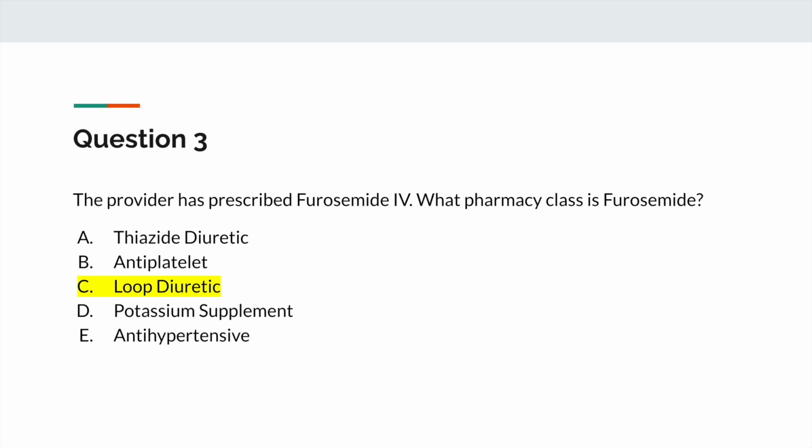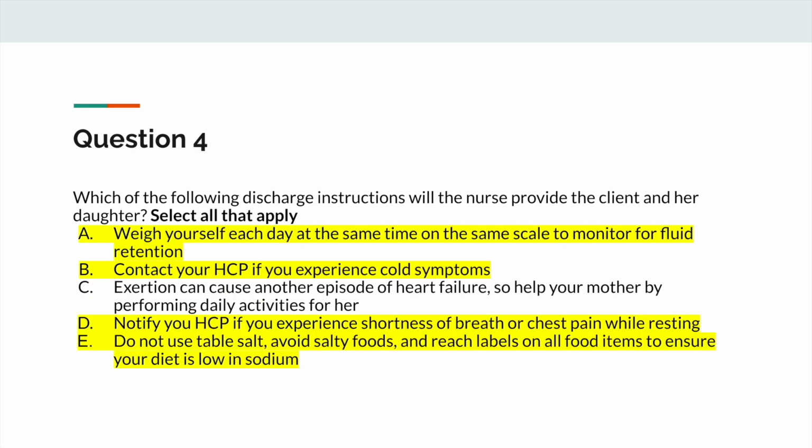Alrighty, so the third question, the provider has prescribed furosemide IV. What pharmacy class is furosemide? So furosemide's a loop diuretic. Alright, next question. Which of the following discharge instructions will the nurse provide the client and her daughter? So select all that apply.